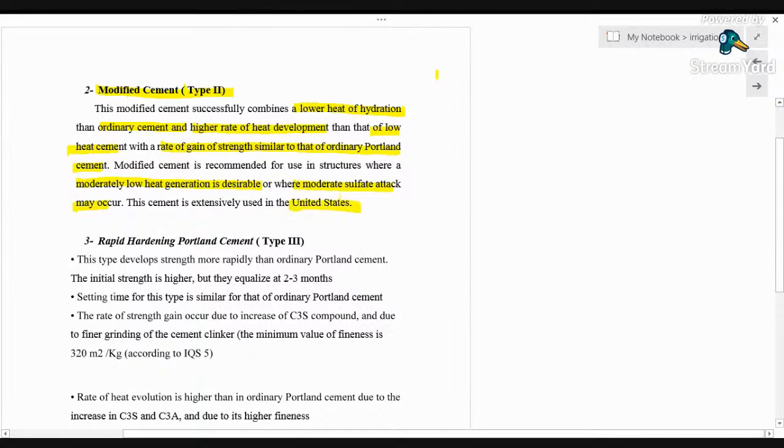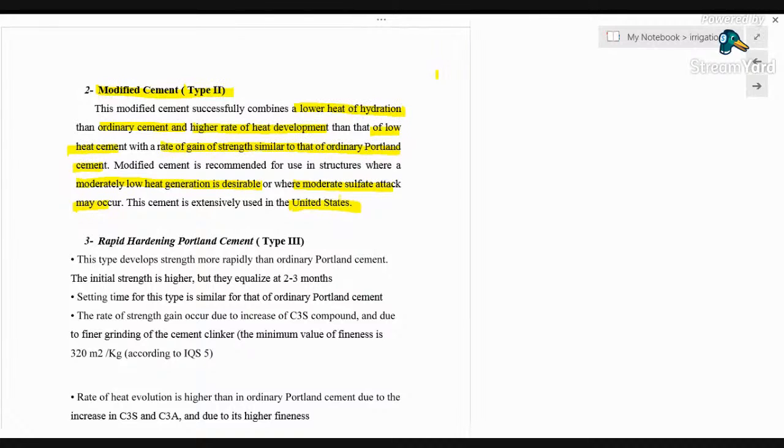Generally, when you are designing any massive structure, mass construction like dams, barrages, retaining walls, we consider this type of cement, because the heat of hydration will not be very high, so very fine cracks will not be formed, and the rate of gain of strength will be very gradual. We get the strength gradually, not very rapidly. So we can use this modified cement in that. Mostly it is used in the United States.